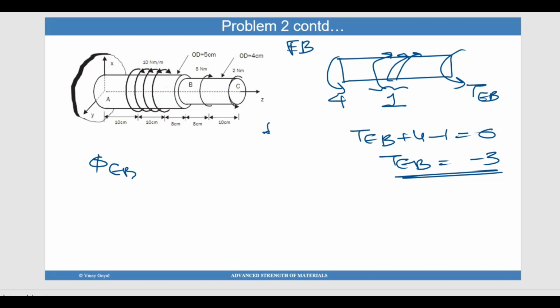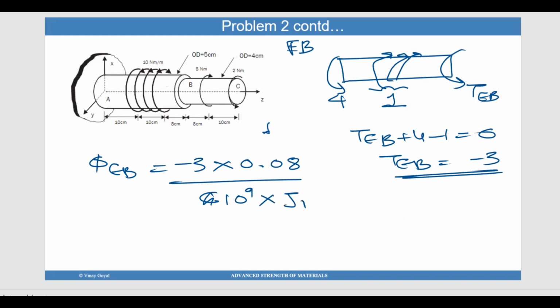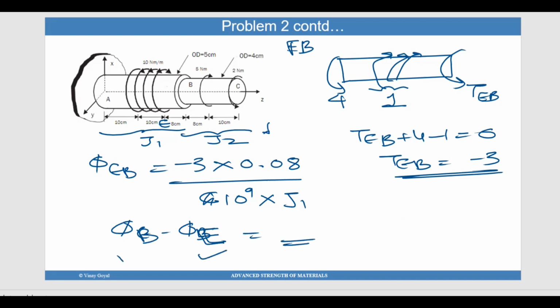So you get phi_EB is minus 3 into, no integration here, this length, so that is 0.08, upon G is 1 GPa, so 10 raised to 9 into J1. Still the J of this. This is point E. So you get phi_E minus phi_B. Sorry, the other way around. Phi_B minus phi_E as some value. You know what phi_E is. You now know phi_B. So now you have the twist at phi_B. So try to understand how you found the twist at phi_B. It was not a direct formula application, but it was a formula application in a smaller step.